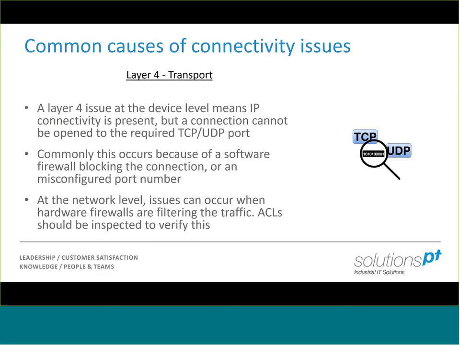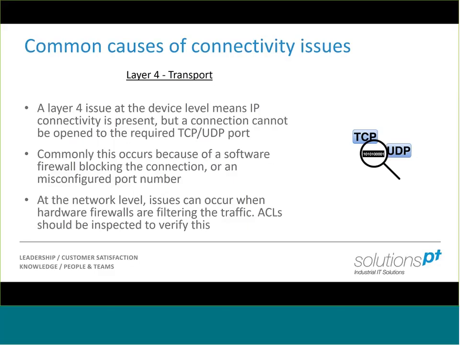Layer 4, your transport layer. If your first 3 layers all check out okay, but you still can't communicate between a couple of your devices, I'll be looking here at your transport layer. If you've got a device level issue here, so it's just a particular device that's struggling, chances are it cannot open or connect to the port on a particular device, and things that could be causing that not to work correctly are firewalls, software firewalls and hardware firewalls.